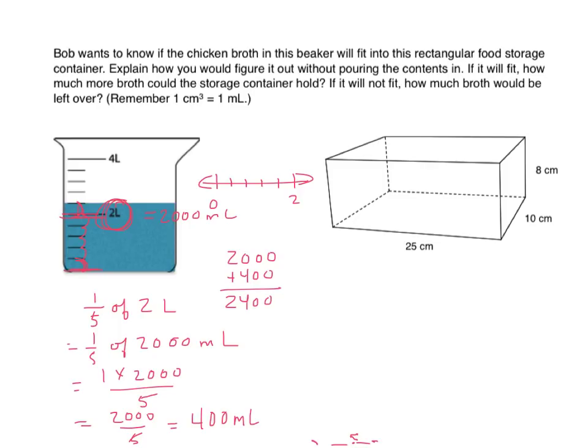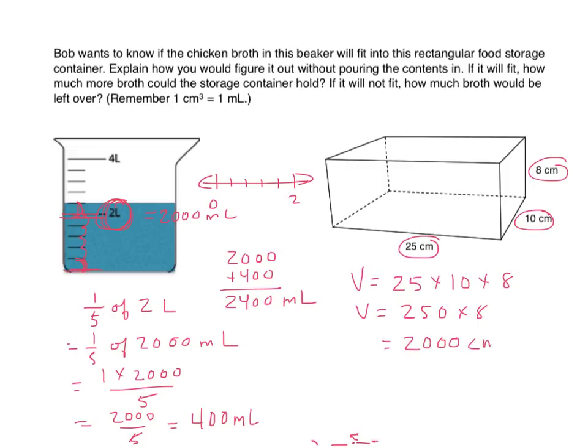Now, let's take a look at our rectangular prism. We want to find the volume. And of course, this is in milliliters, right? This is in centimeters, but when we multiply centimeters by centimeters by centimeters, we get centimeters cubed, and that's the same as a milliliter. So, volume equals 25 times 10 times 8 equals 250 times 8, and that equals 2,000 centimeters cubed. Okay, well, can it hold everything? The answer is no, because the container only holds 2,000 centimeters cubed, and the amount of broth in that beaker is 2,400. So how much is left over? Well, I have my 2,400. I subtract what I can pour into that rectangular prism, and I get 400 milliliters.